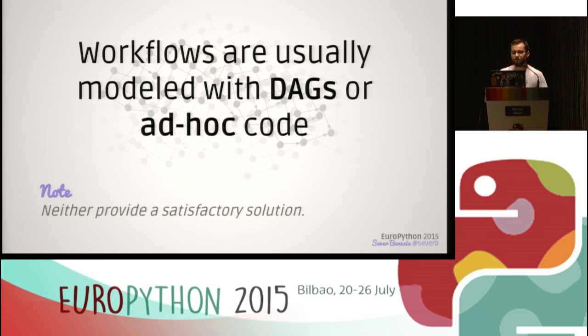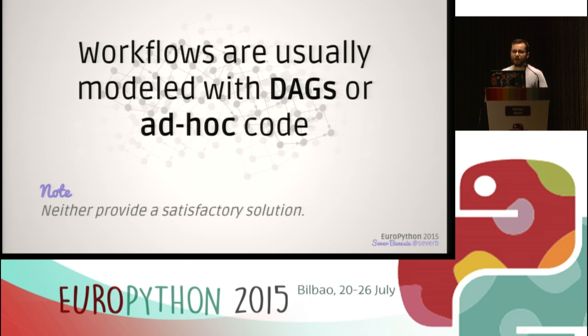Usually, workflows are modeled with DAGs, which stands for directed acyclic graphs. Think dependency graphs between the tasks. And they are modeled using some domain-specific language. Or with ad hoc code, like when you have a job queue, but what you really try to accomplish is to have an entire workflow, and you use the job queue and the tasks in the job queue to do some work, but also to schedule the next steps that should happen during the workflow.